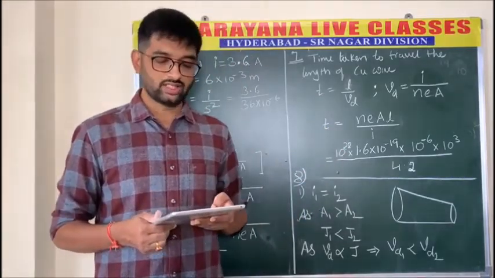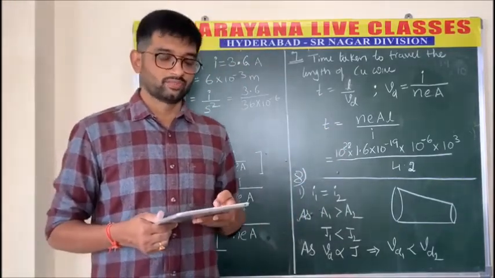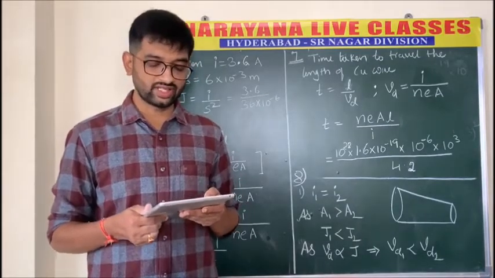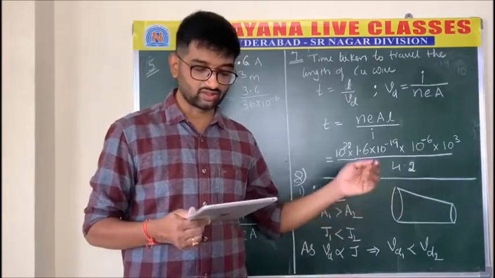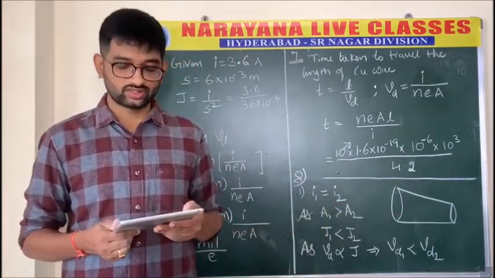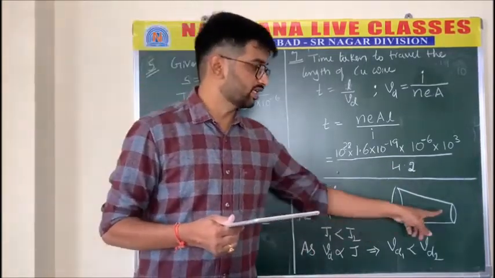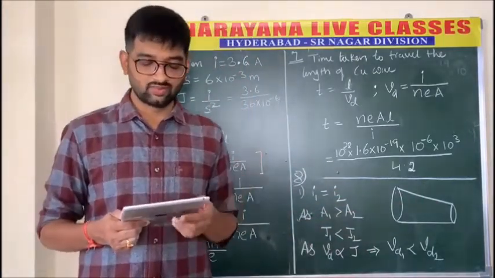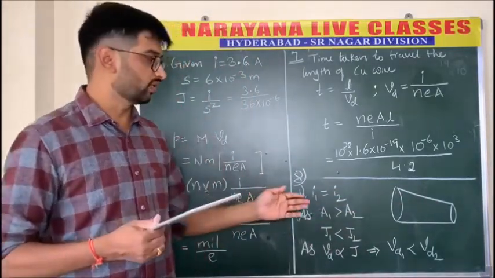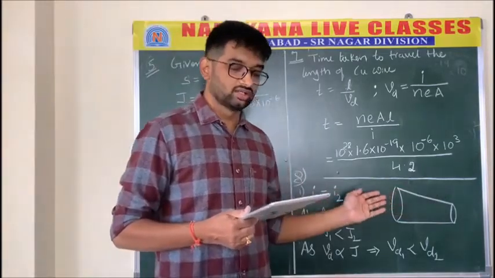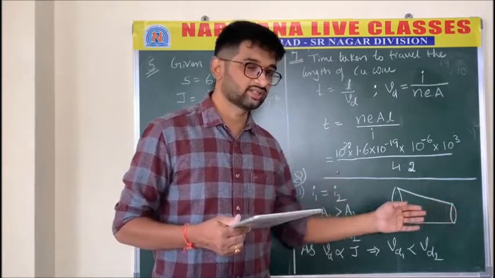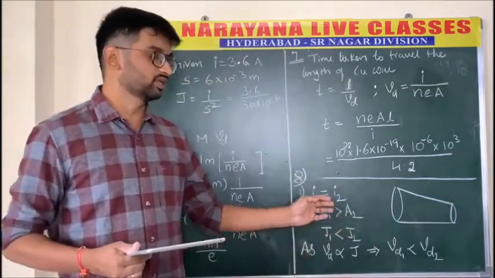Problem number 8. In problem number 8, if the diagram is taken over here, this is a conductor of non-uniform cross section. Here A1 is greater than A2. Then you are asked to select some of the options. As the current is flowing, the same current flows. This current that enters through this end will leave from this end. Therefore, I1 is equal to I2.